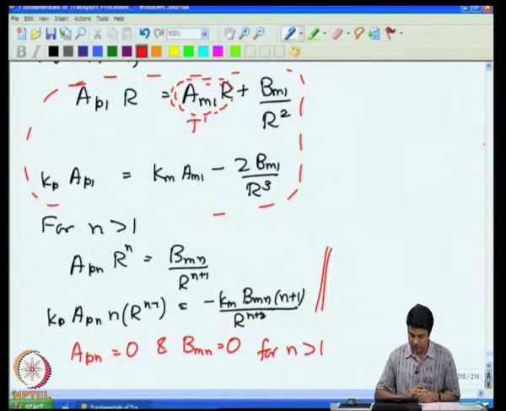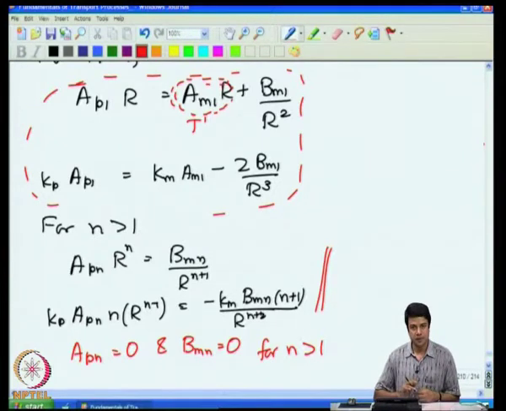For n greater than 1, I have 2 equations with no inhomogeneous term in them. These are 2 linear equations with no inhomogeneous term. So, either you have no solutions or multiple solutions. In this case, we have no solutions except the trivial one, where A p n is equal to 0 and B m n is equal to 0.